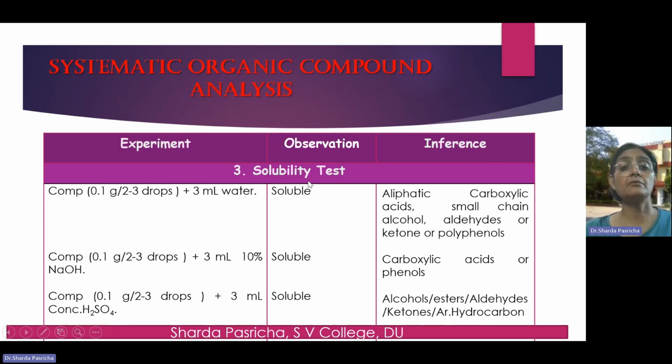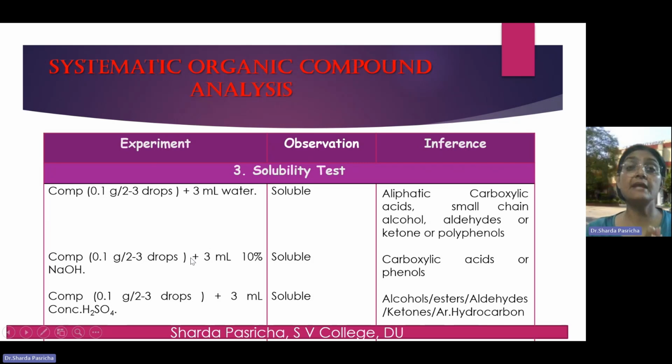When you put water, either the solid will go into solution, or the oily droplets will get dissolved and you will get a homogeneous liquid. In that case, the compound could be carboxylic acids, small chain alcohols, small chain aldehydes, ketones, or phenols. The compounds which have polar functionalities like phenols, polyhydroxy compounds, alcohols having more than one hydroxyl group, or carboxylic acids, which have the carboxylic group, are soluble in water. So if your compound is soluble in water, you say that your compound is polar. It has polar functionalities like the OH and COOH groups.